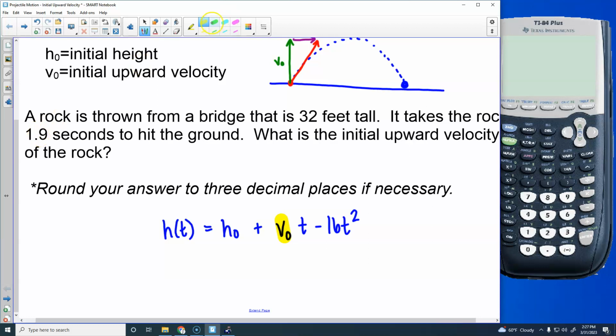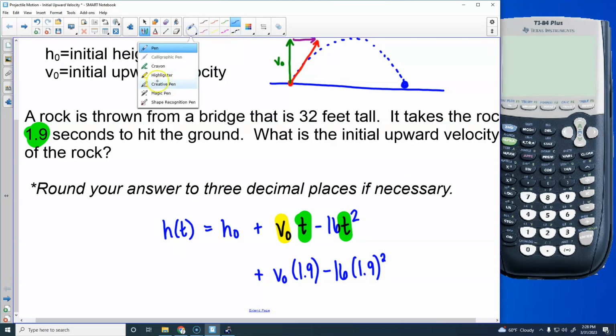1.9, right? So, time here is going to be 1.9 seconds. So, I'm going to have, plus, remember v sub 0 is going to stay here. We're not doing anything with it. This t right here is going to be 1.9, and then this t right here is also going to be 1.9. Okay, that takes care of my t's.